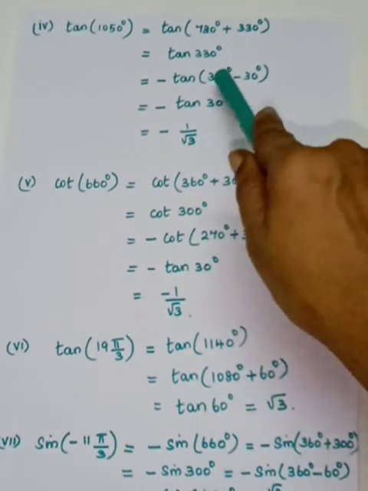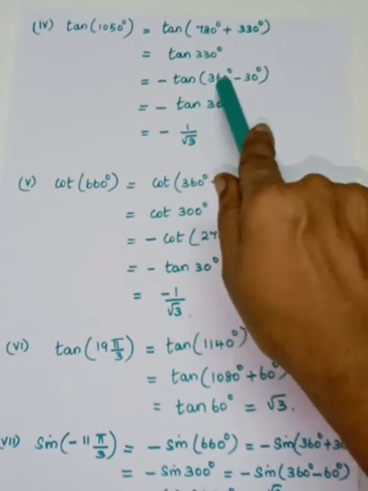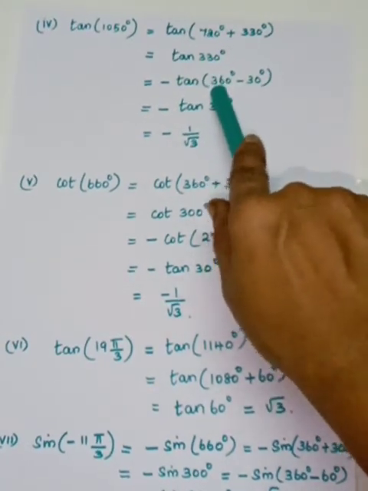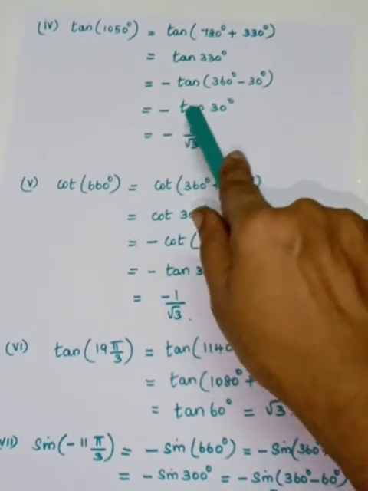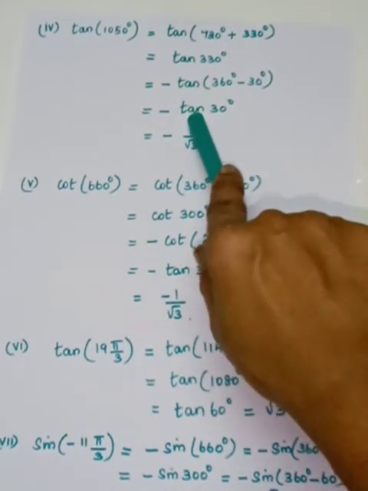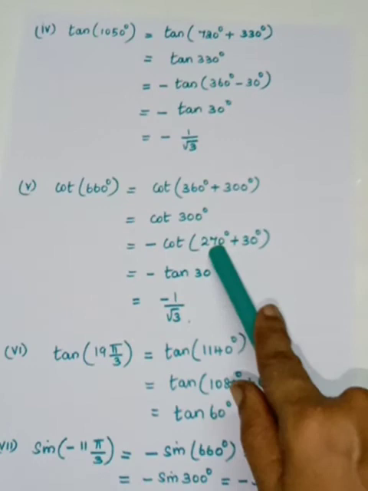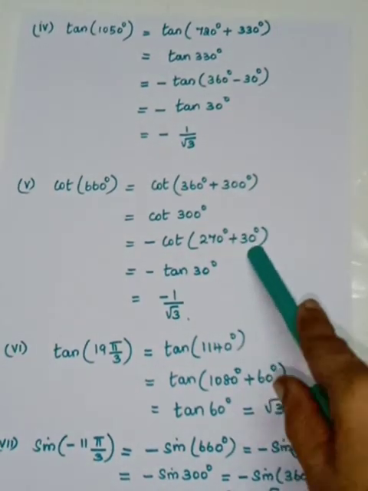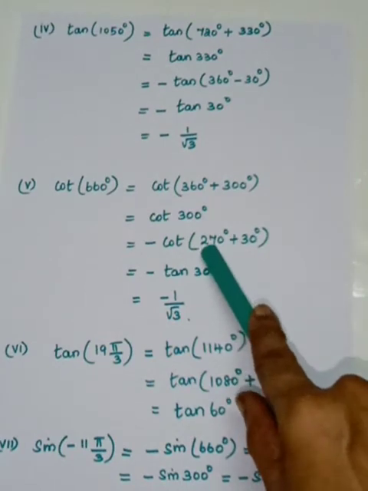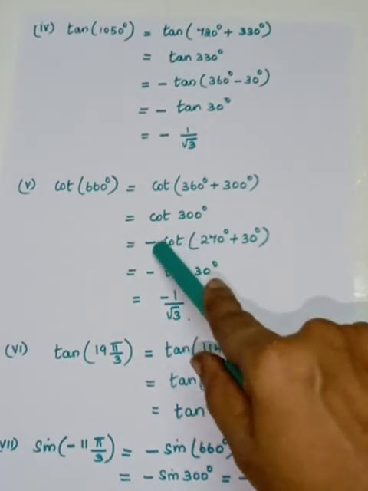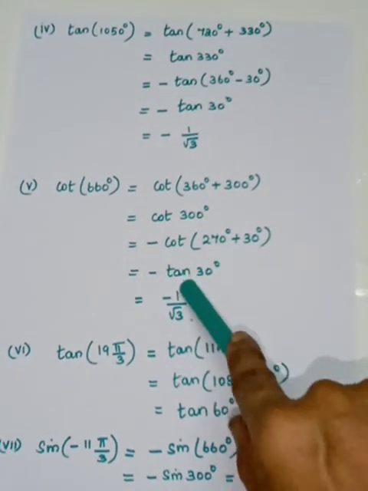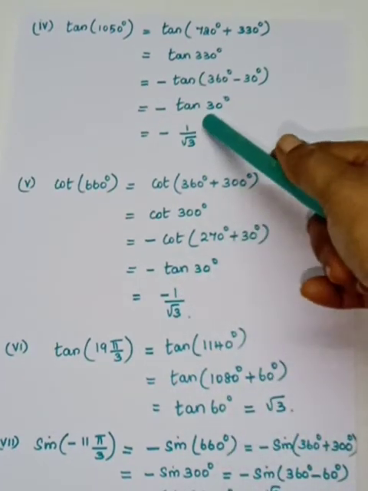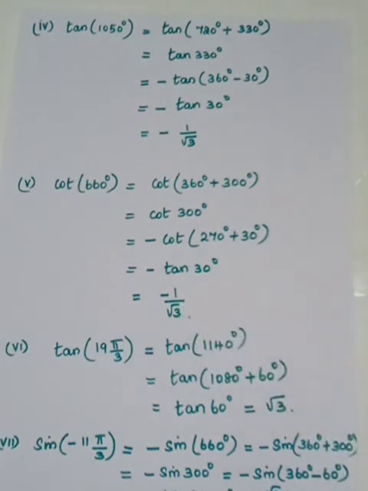Now see, here I have written 360 degree minus 30, so it's an even multiple of 90 degree. So here you have to write the same ratio. But here I have written the same 300 as 270 degree plus 30 degree, so it is an odd multiple of 90 degree. That means if cot comes, you have to write the complementary ratio, that is tan 30 degree. So again, tan 30 degree, what's the value? It is 1 by root 3.